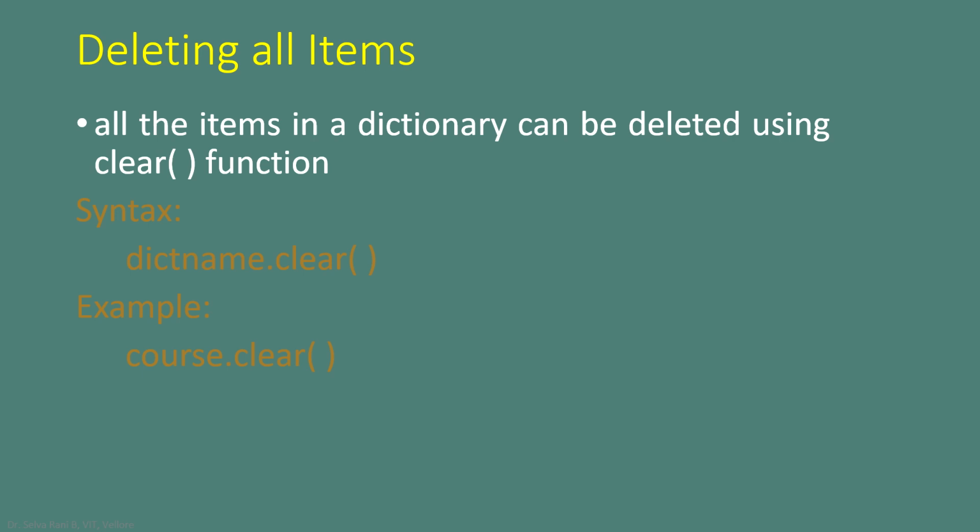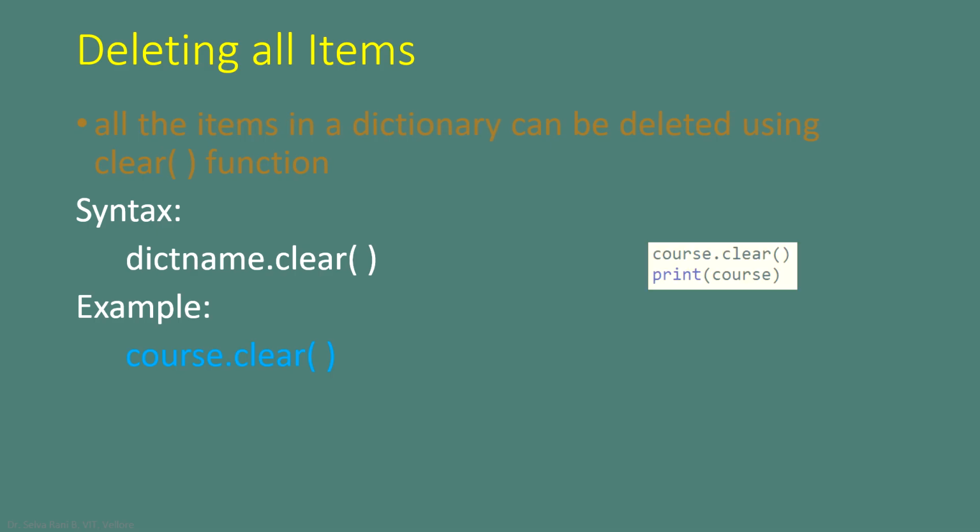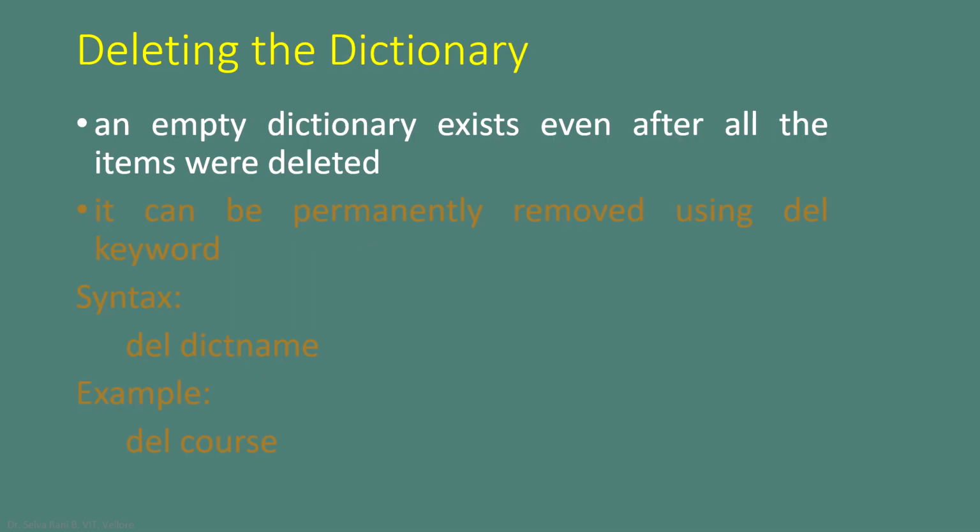If we want to delete all the elements from the dictionary, we can use the clear method. The syntax is the name of the dictionary dot clear. For example, if we provide the command course dot clear, it will clear all the elements from the dictionary. After removing all the elements, the dictionary would be empty. So an empty dictionary exists even after all the items were deleted.